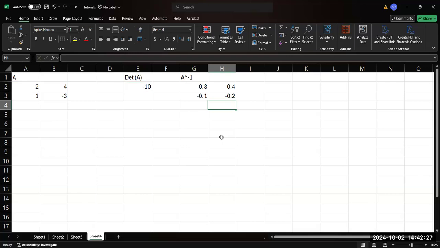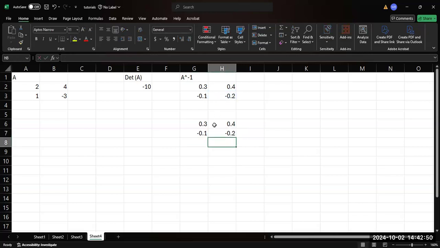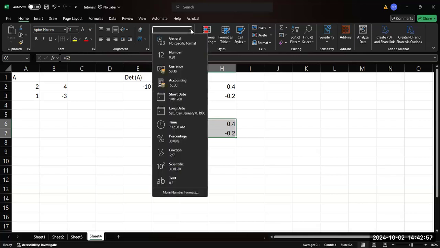Now, if we want to express this in fraction form, we actually can. So what I'm going to do is I'm going to recreate this, again, by just copying these entries for the time being, so that I can format them differently without affecting the original calculator. Now, these entries, what I want to do is reformat them as some different number formats. So maybe I want fractions.